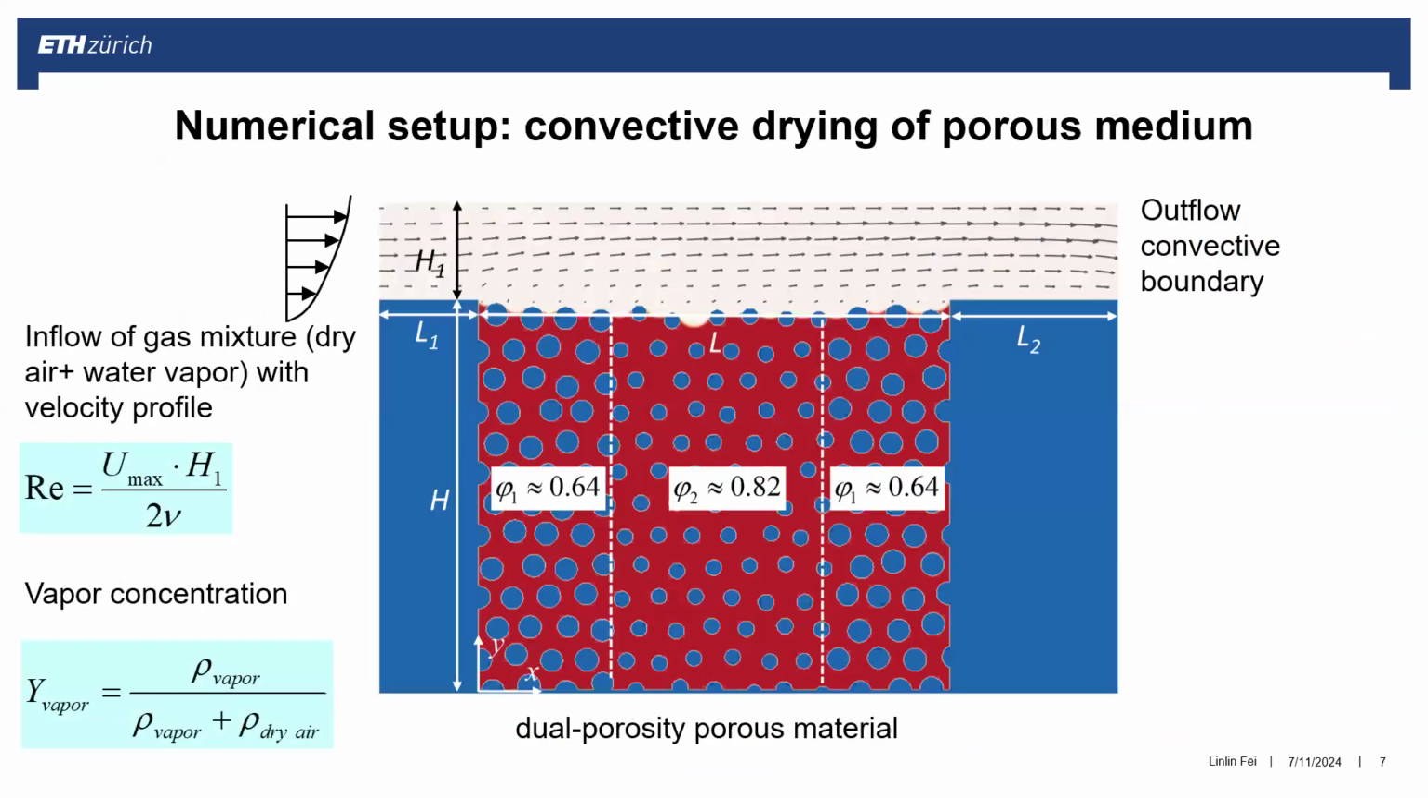And then this is the numerical setup we used here. So we designed such a dual porosity porous medium. We fill small cylinders in the middle, which produces a larger porosity, and we use larger cylinders on the sides, so the porosity there is smaller. And we have a gas inflow on the top right channel, and we have outflow on the right. And the inflow is a gas mixture with dry air and water vapor. And we can change the Reynolds number, and we can also change the vapor concentration and also the contact angle.